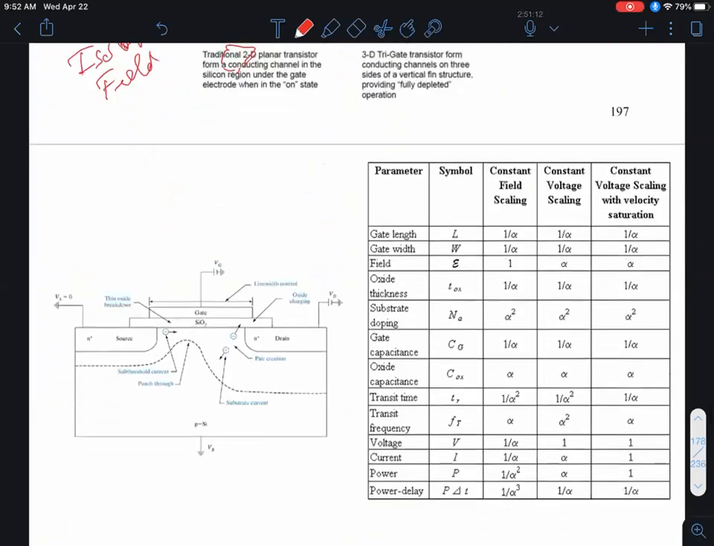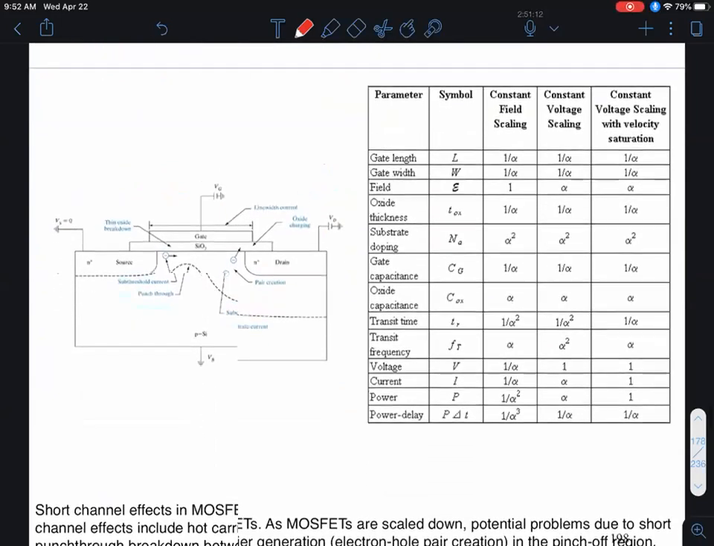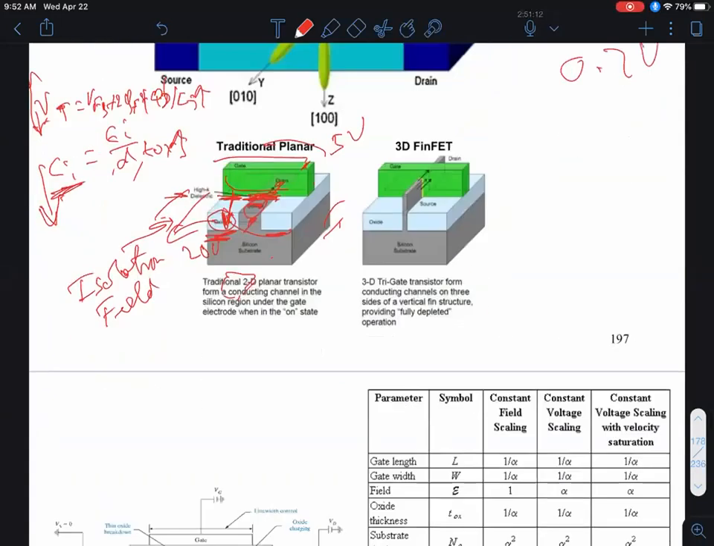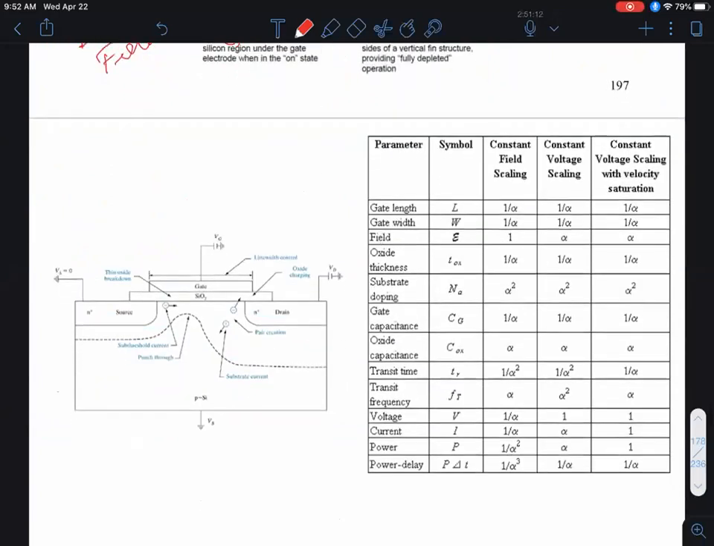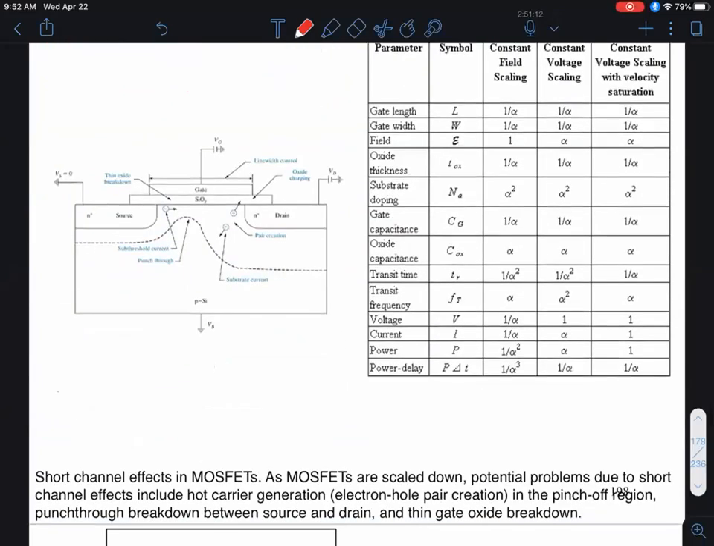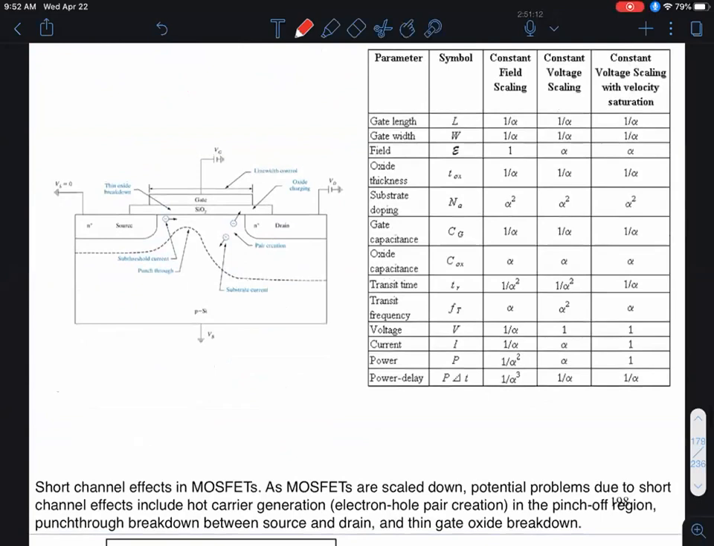So that leads us to a variety of short channel effects. I'm going to come back to this after I talk about the short channel behavior. I think it'll make more sense then. All right, so what are these short channel effects that I talk about, which limit what's called the scaling of the transistor?